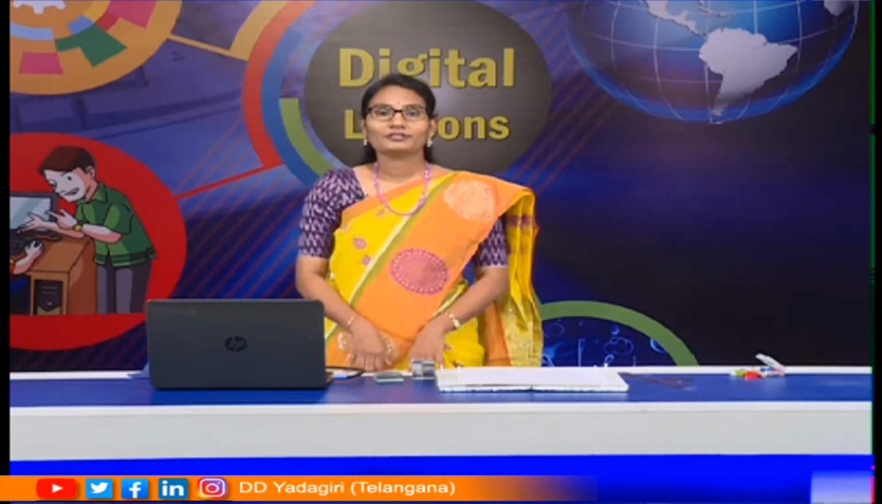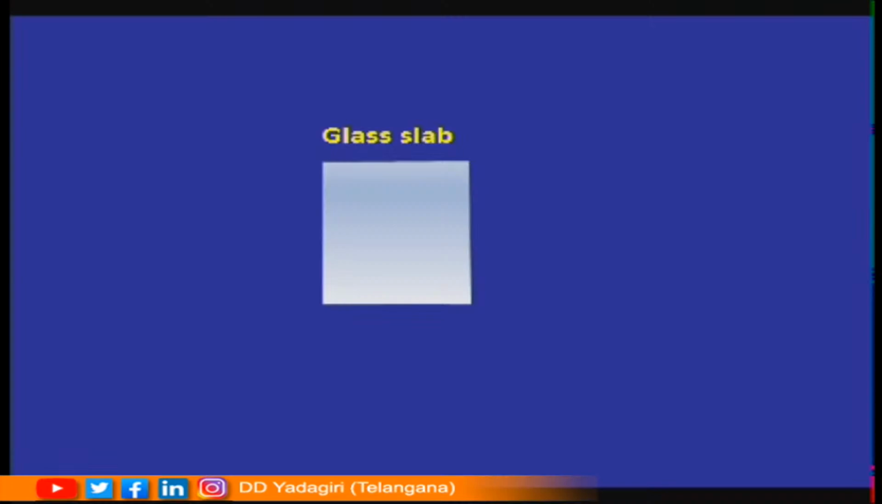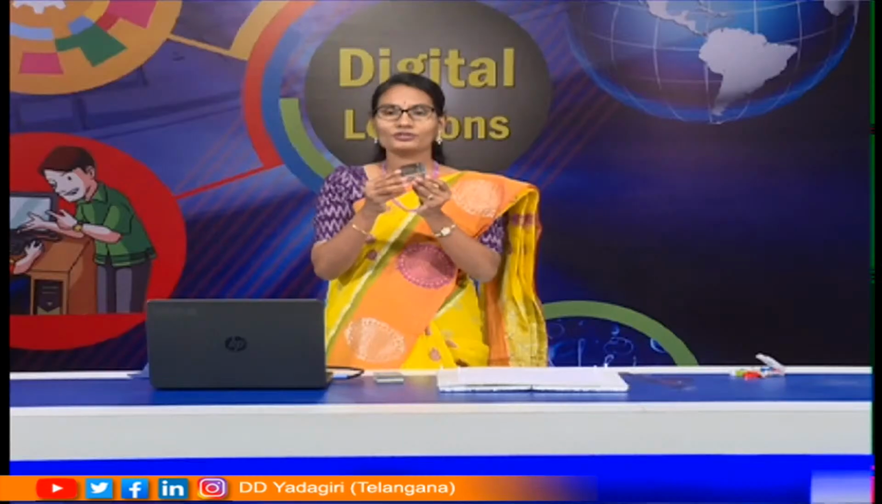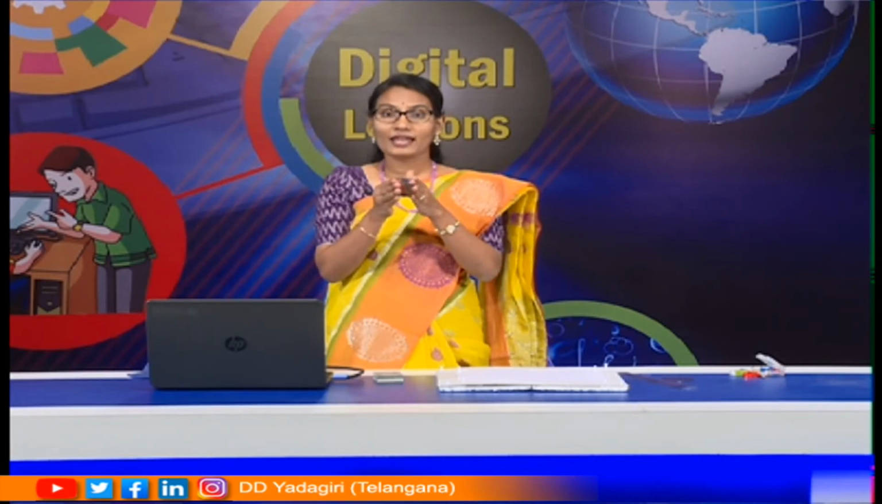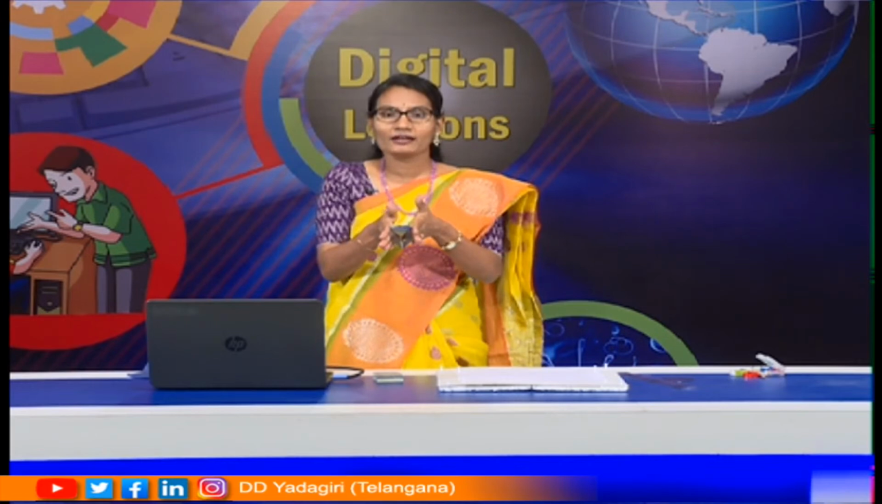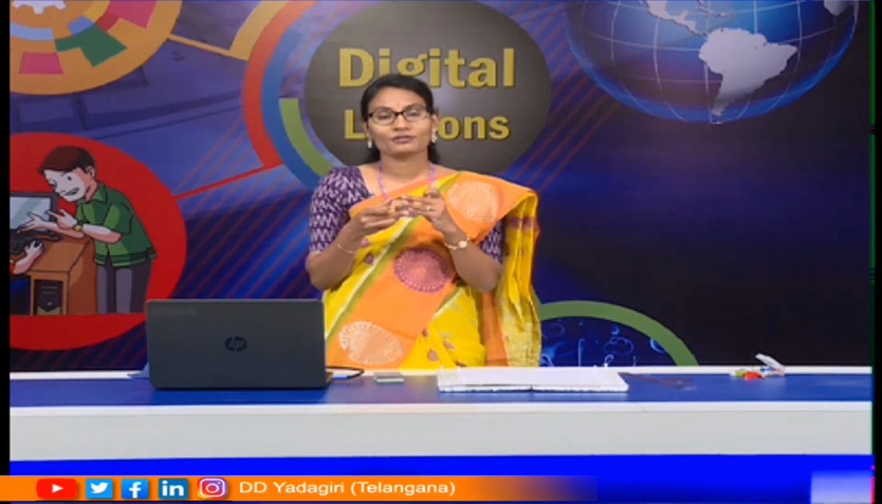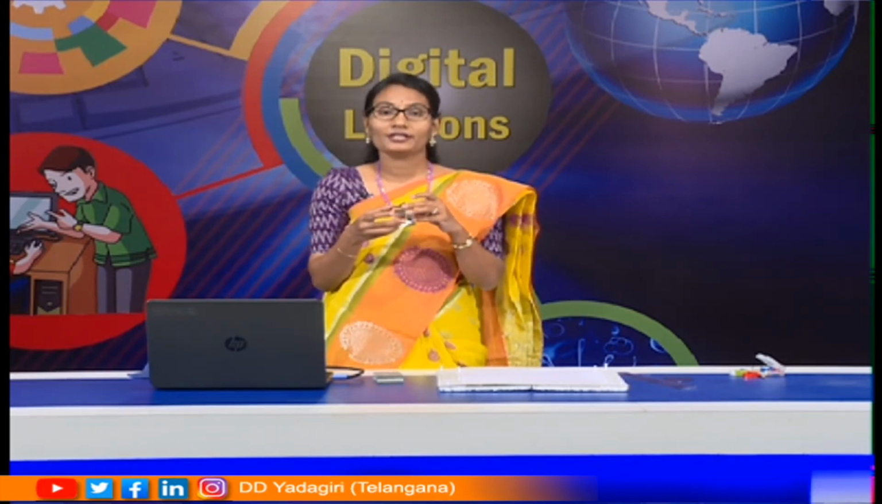Now, observe this picture children. This is the glass slab. Here both interfaces are parallel to each other. What happens if these two interfaces are angled, like this? Then this will become a prism. Observe this one children. This is the prism; a rectangular glass slab, and whenever the two parallel surfaces are angled, it will become a prism. So, what happens when the light ray is incident on the prism? Let us see with a ray diagram.